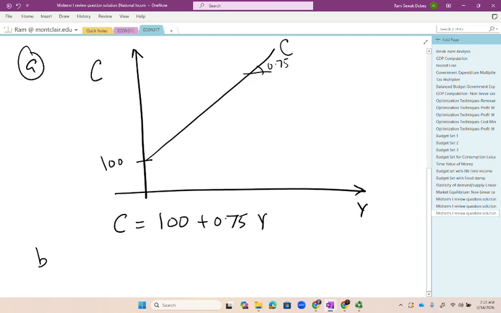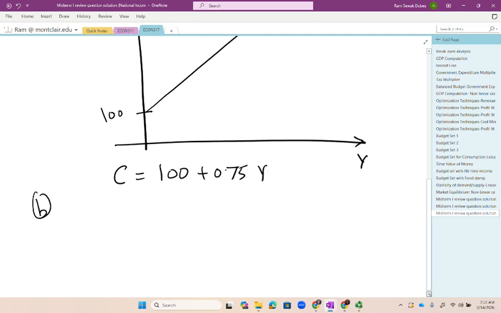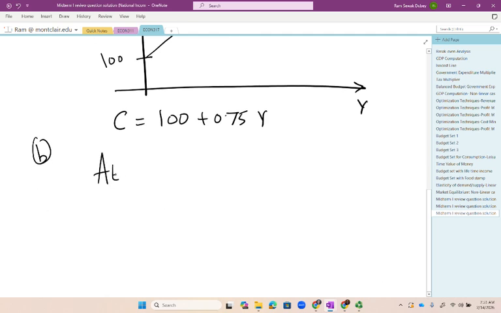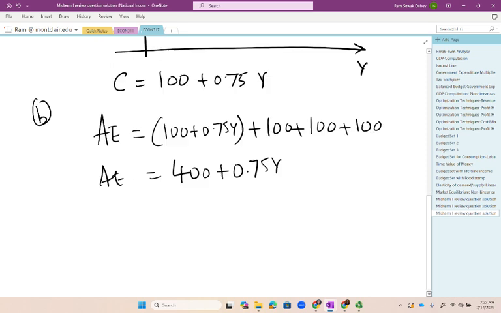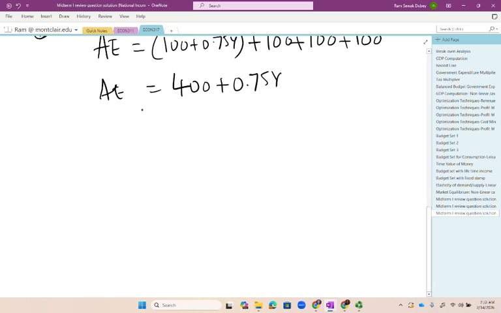Now, the second part asks us to do the same exercise, but this time for the aggregate expenditure. So first I will write down the aggregate expenditure as C, 100 plus 0.75y, plus investment 100, government expenditure 100, net exports 100. So we can collect terms. 100 four times makes it 400 plus 0.75y. So now we can draw the graph for the aggregate expenditure as well.